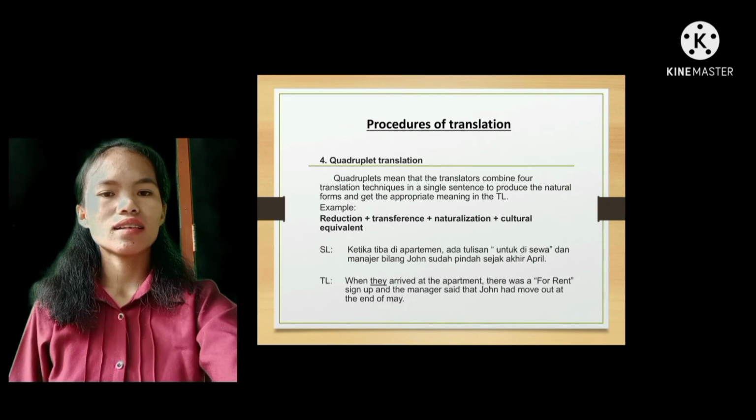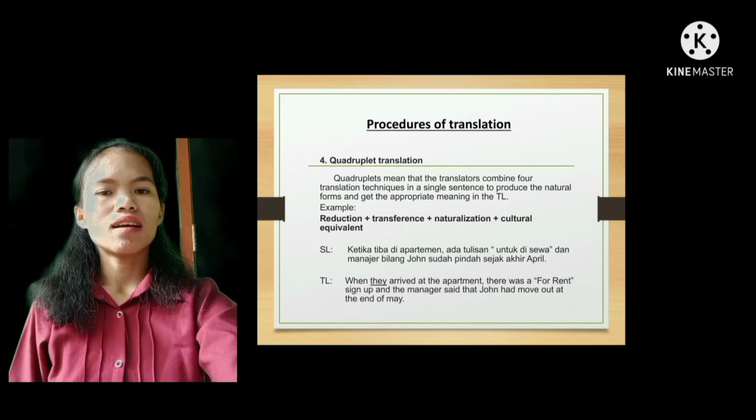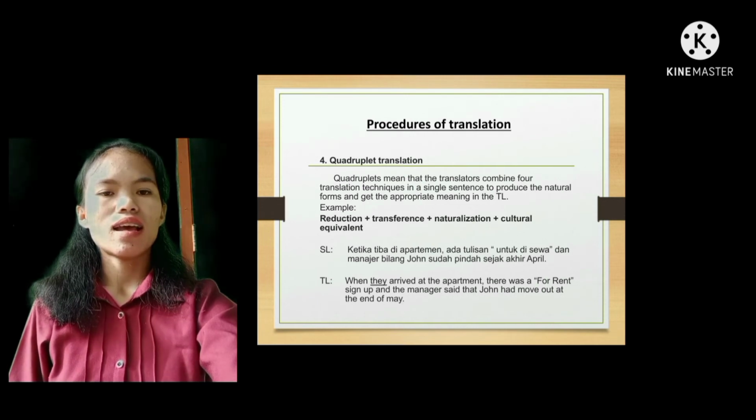And the last is quadruple translation. Quadruple translation means that the translator combines four translation techniques in a single sentence to produce the natural forms and get the appropriate meaning in the target language. For example, the combination of reduction and transference and naturalization and cultural equivalent translation.